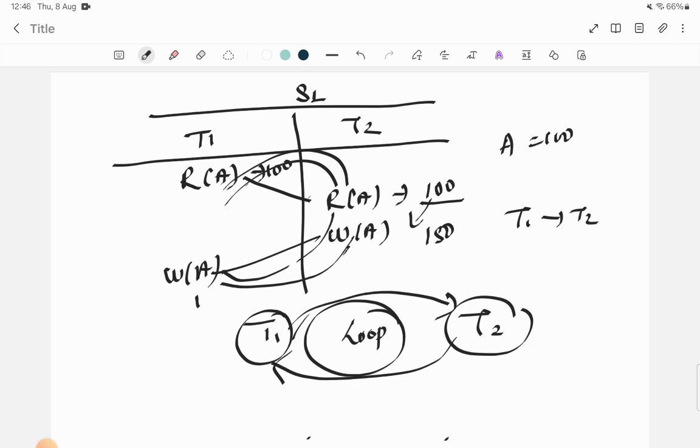Okay, I hope you got this. Fine. So this is part A of serializability. In the next part I'll be starting with serializability.